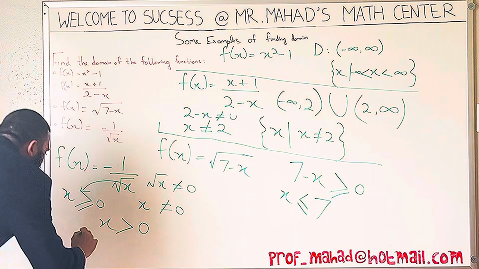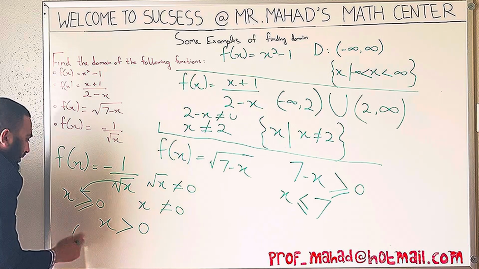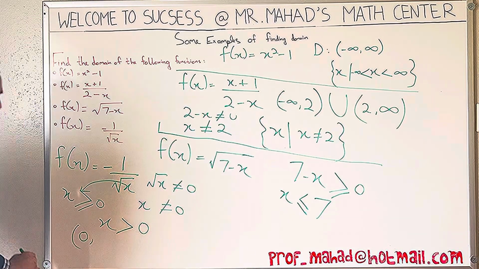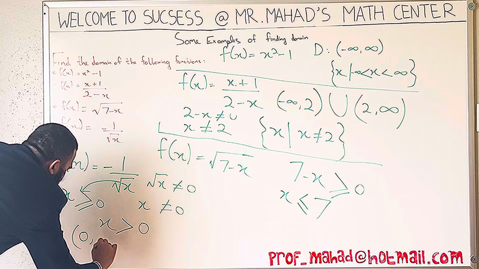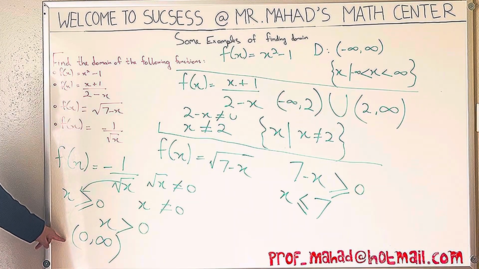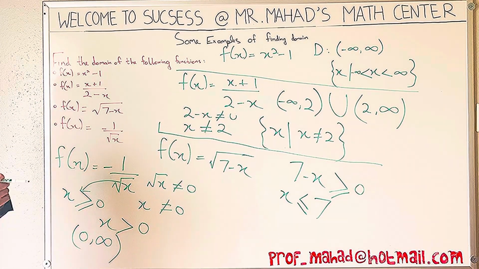Now again, let me write it in interval notation. So it starts from 0 and then it goes all the way to infinity. Okay, 0 is not included, hence I'm using a normal bracket. If 0 was included, I would be using a square bracket.